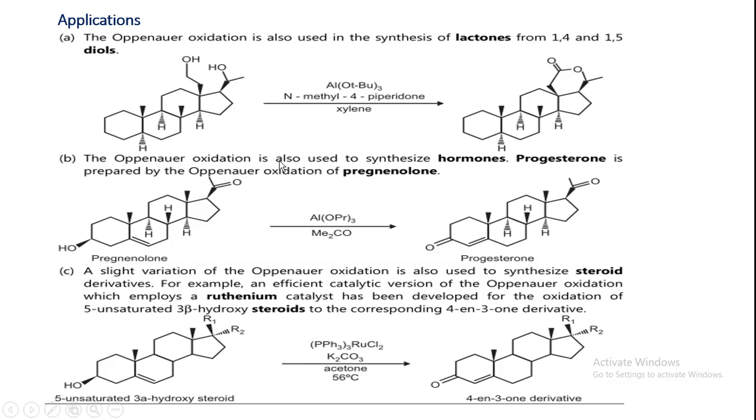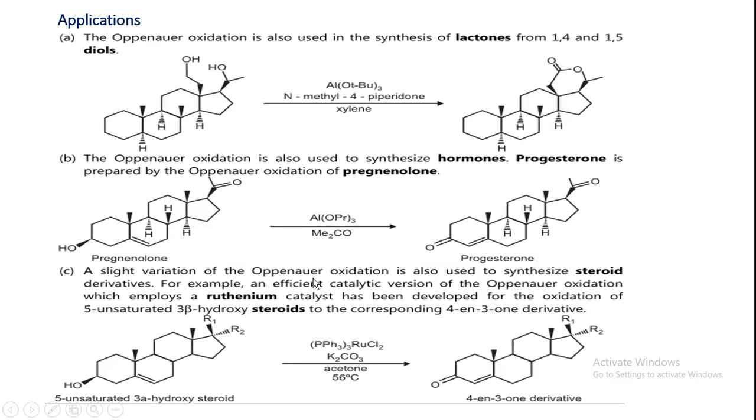Next, Oppenauer oxidation is also used to synthesize hormones. Progesterone is prepared by the Oppenauer oxidation of pregnenolone. So this is pregnenolone. If you do the Oppenauer oxidation reaction, it will give progesterone. Here you see OH, but after completion of the reaction it is C double bond O. So we are getting a ketone from the secondary alcohol in the presence of aluminum triisopropoxide. This is also an Oppenauer oxidation reaction.